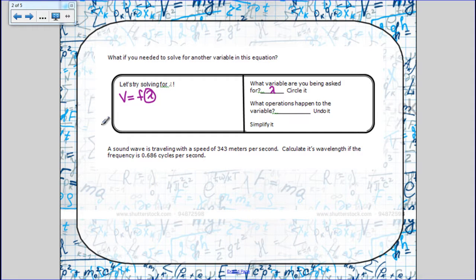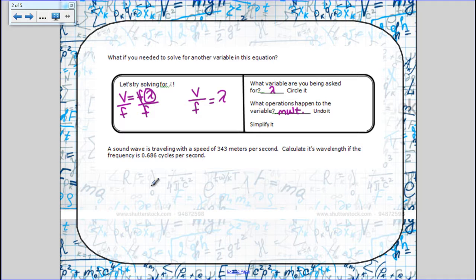What operations happen to the variable? Well, what's going on here is I have frequency times lambda, so it's multiplication. So I'm going to undo it. To undo it, I need to divide by f on both sides. And so in order to get lambda by itself, the velocity divided by the frequency gives me lambda, which is the wavelength. So it's simplified, we're done. That is how you solve a literal equation.